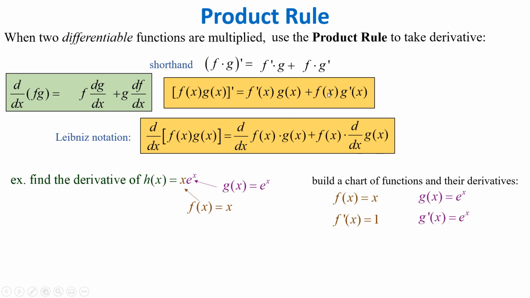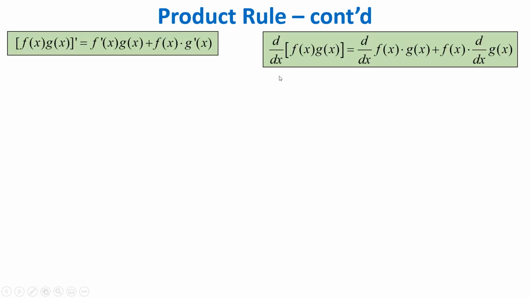And now that I have all of the components, h prime of x is going to be, and I'm just rewriting what's here, f prime of x times g of x plus f of x times g prime of x. Now it's just a matter of plugging in. f prime of x is 1, g of x is e to the x, f of x is x, g prime of x is e to the x. And I'll simplify this. This will become e to the x plus x e to the x. Rewriting the formulas in both notations.